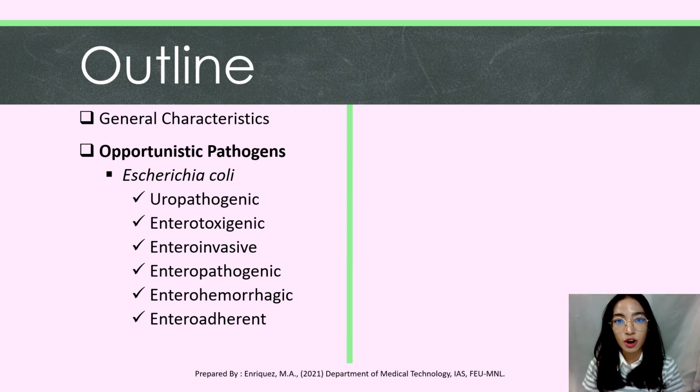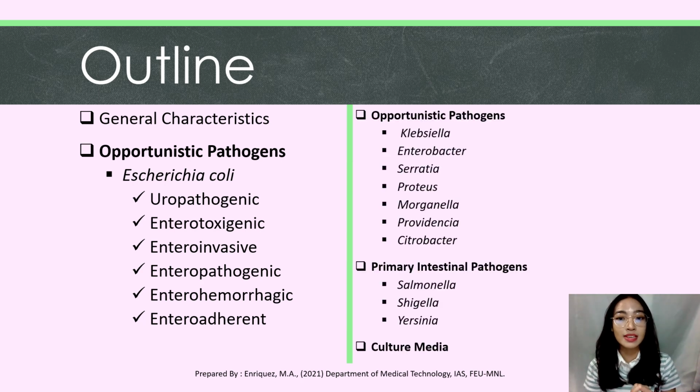As usual, we'll start off with the general characteristics applicable to every member of Enterobacteriaceae. Then we'll go on to discuss the opportunistic Enterobacteriaceae species. We'll be looking further into the different strains of Escherichia coli before moving forward to the other clinically significant opportunistic species, as we can see here in this second column. And then after that, we'll take a look into the true pathogens from the family.